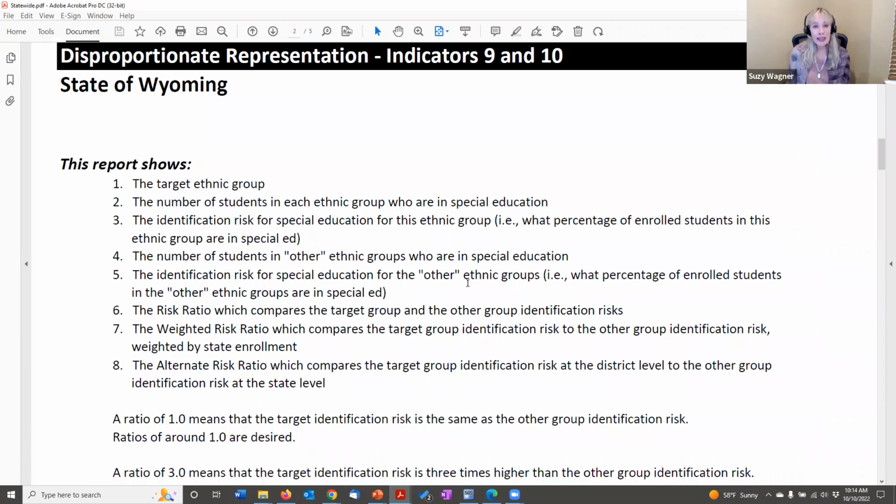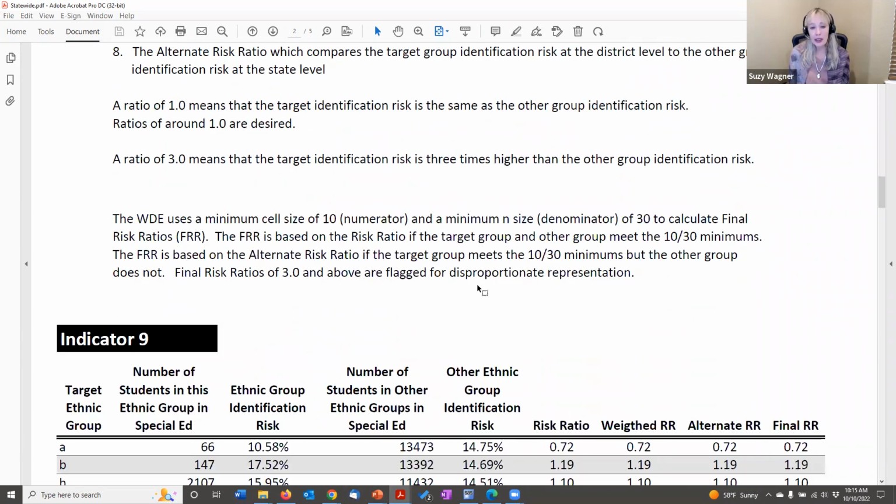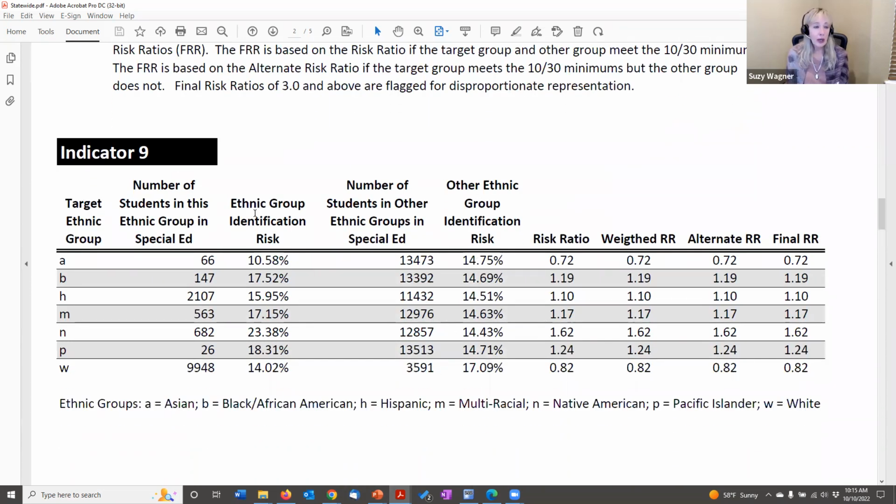The next report is indicators 9 and 10, which looks at disproportionate representation. For indicator 9, it shows the number of students with disabilities who were identified for special education and what their identification rate is, and then it compares it to students in the other racial ethnic groups.